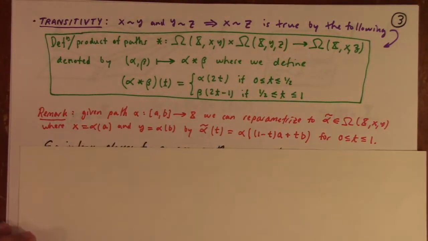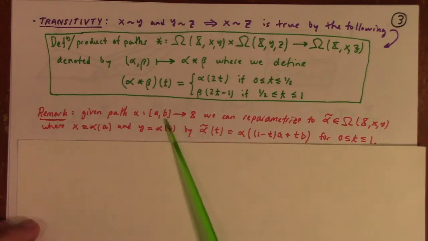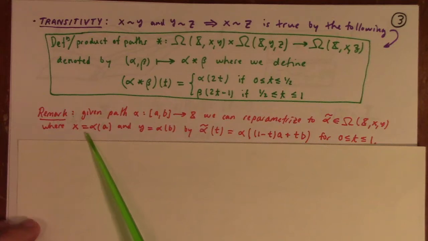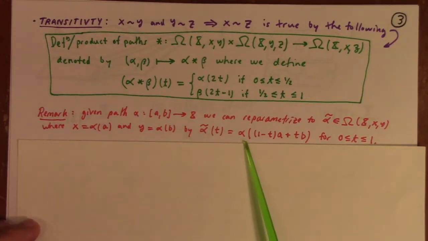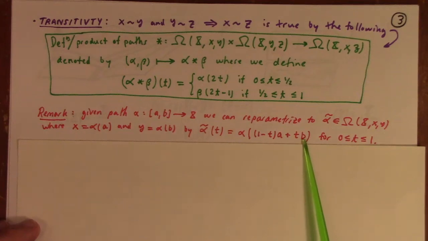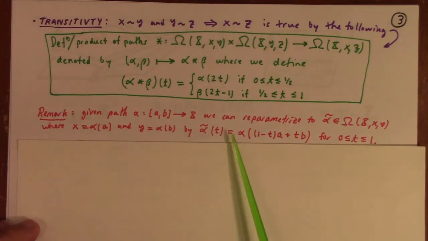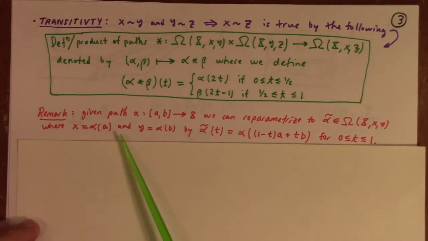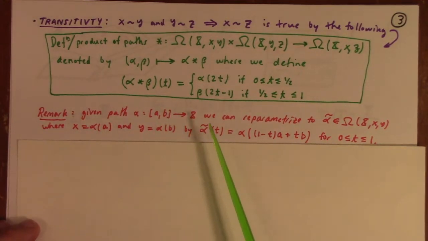In fact, that's right here. All right, if I have a path from A to B, I can reparameterize it as alpha tilde, where X is alpha of A and Y is alpha of B, by alpha tilde of t equals alpha of (1 minus t)A plus tB, and that makes the parameter t run from 0 to 1, whereas the original parameter ran from A to B.